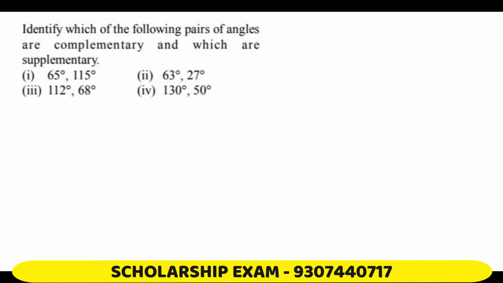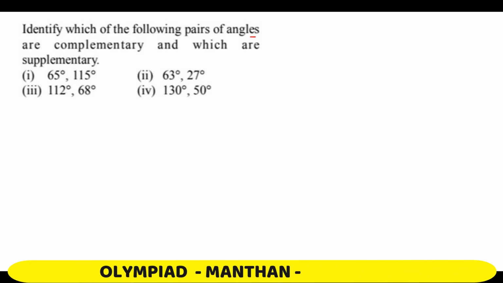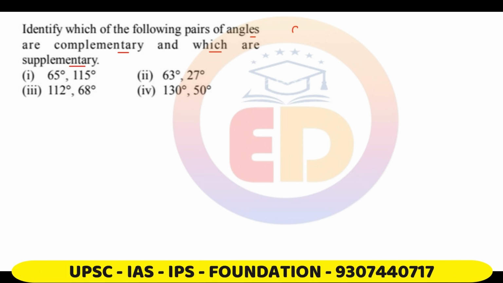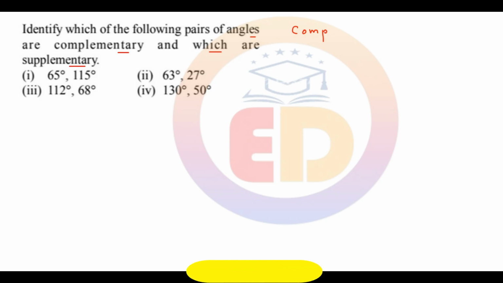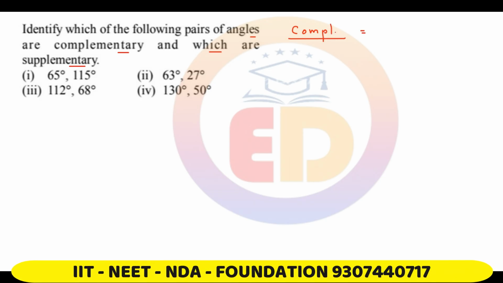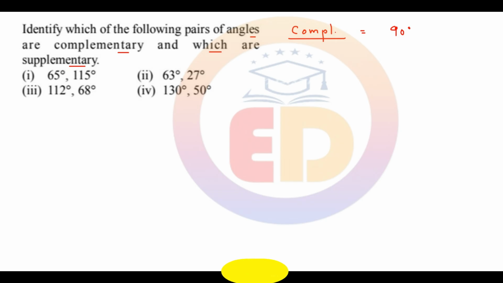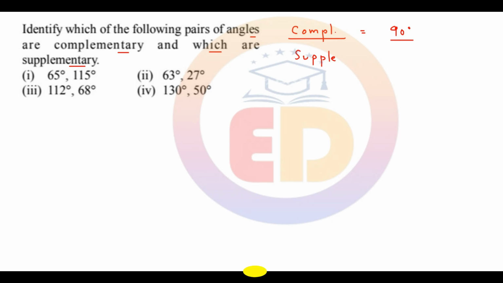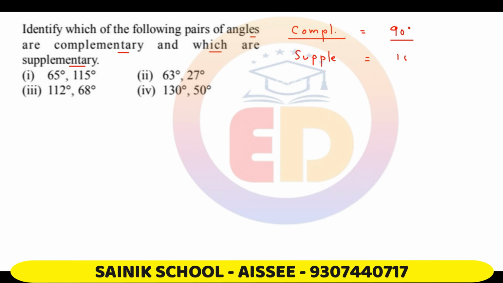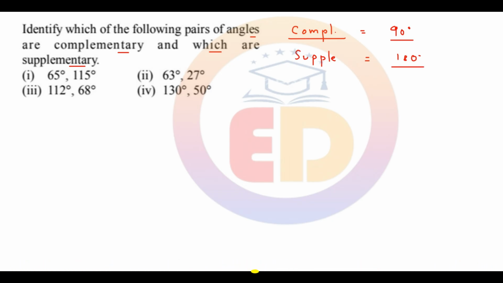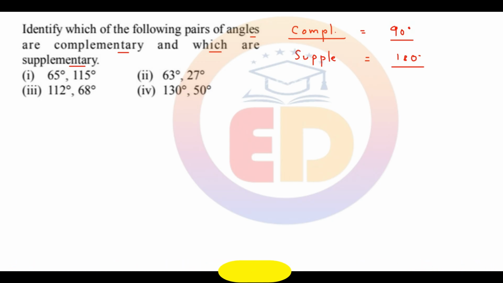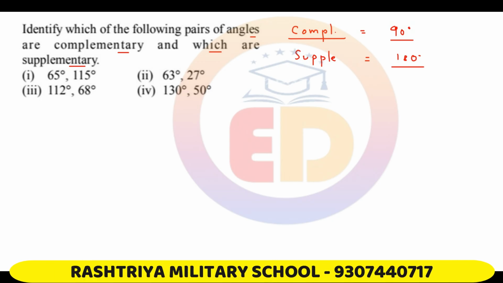Question says, identify which of the following pairs of angles are complementary and which are supplementary. Complementary angles: we know when the sum of two angles is 90 degree, both the angles are called complementary. And when the sum of two angles is 180 degree, they are called supplementary angles. So let us find out of these four options which is complementary and which one is supplementary.